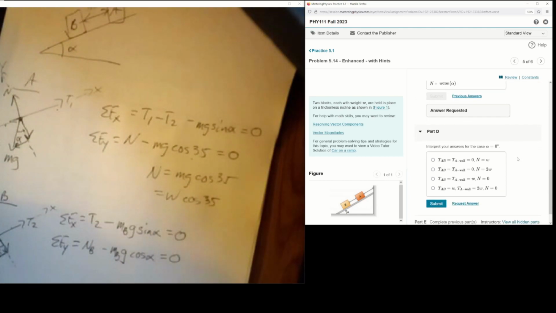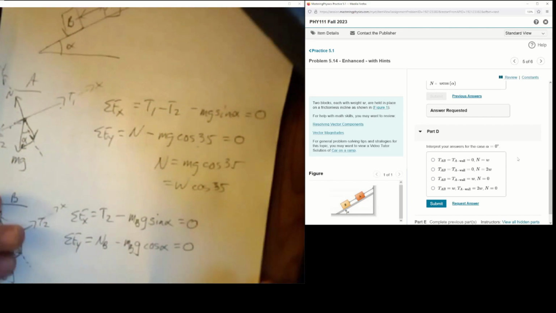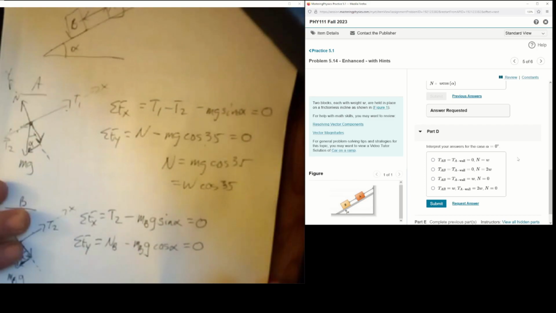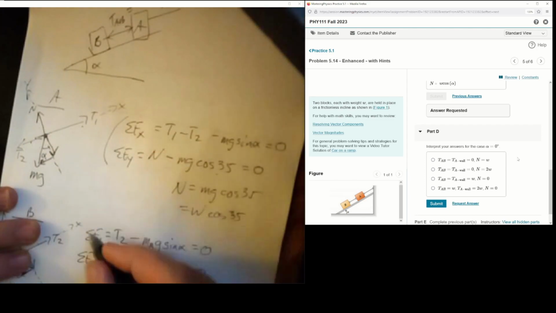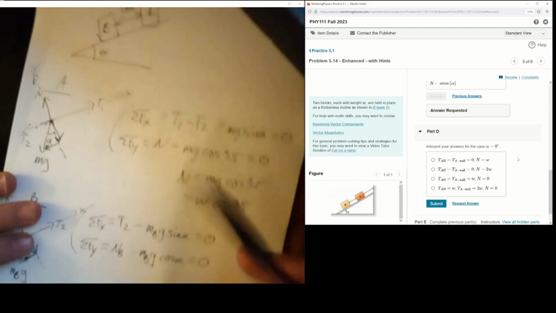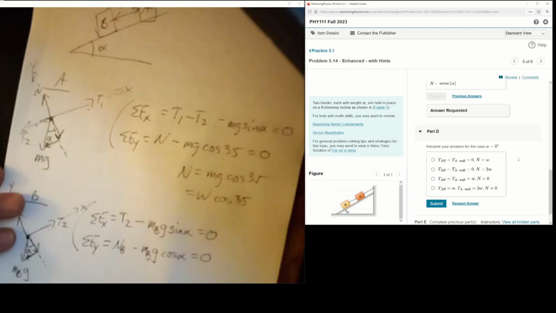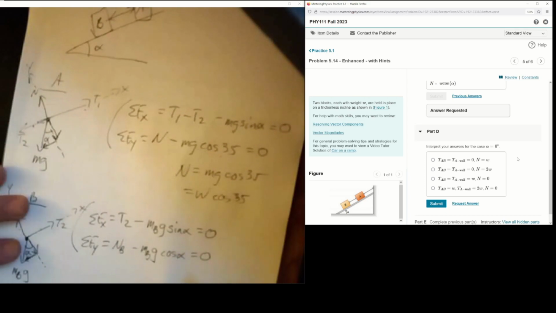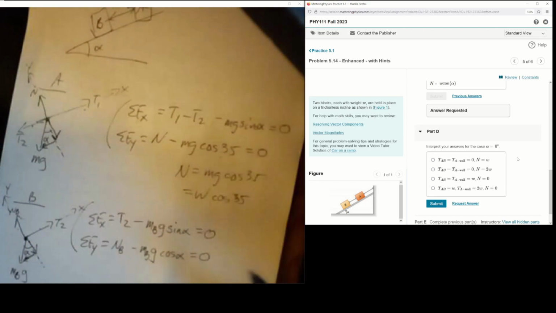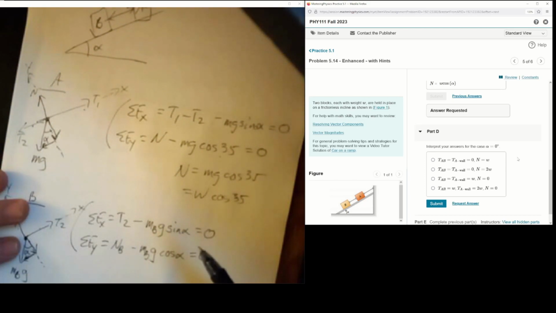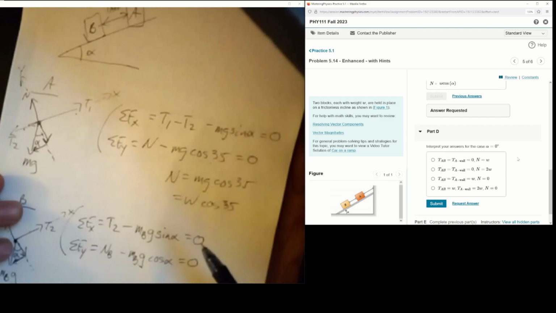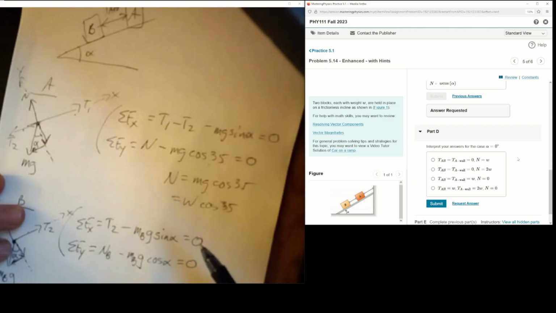Part D. Interpret your answer for the case when the angle is 0. So our main work are the sum of forces. These 4 equations, that's our main work here that we keep deriving our answers from. So I keep going back to these. Now they're asking, what if this angle was 0?